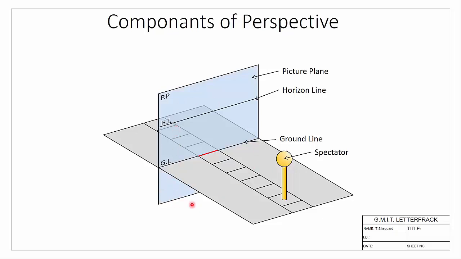So those are the main components involved in creating a perspective image of an object. How we actually create the image itself is by taking, first of all, a vanishing point. A vanishing point is obtained by getting our spectator to look parallel with whatever line he's trying to draw.